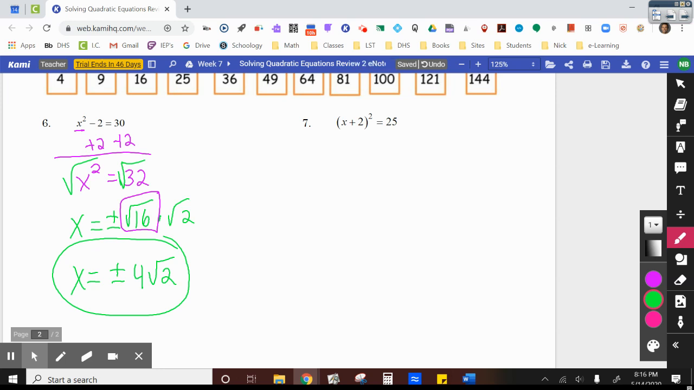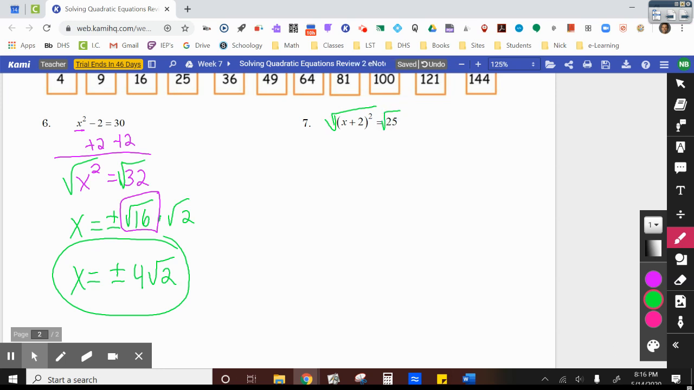All right, number 7, we have (x + 2) squared is equal to 25. So now this whole thing is my quadratic term, and it is isolated. So now I'm ready to take the square root of this side.